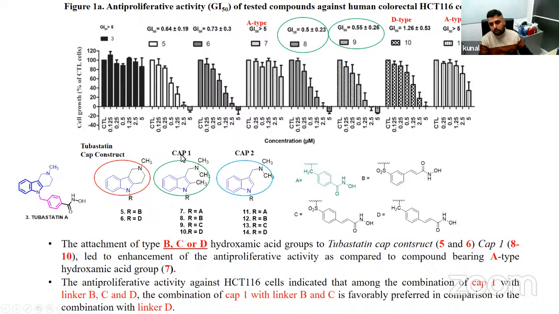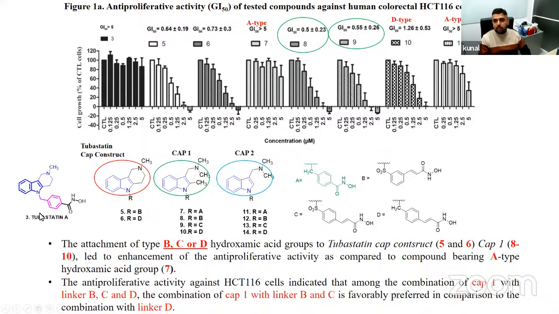Again, if you see the combination of CAP1 with the fragment A, compound 7, again, it is not active against the colorectal cancer cell line. But a combination of CAP1 with fragment B, C, and D, all of them were active. They were showing good efficacy against the colorectal cancer cell lines. So it was very clear that this linker is the culprit.